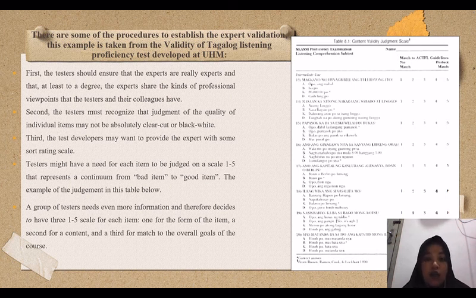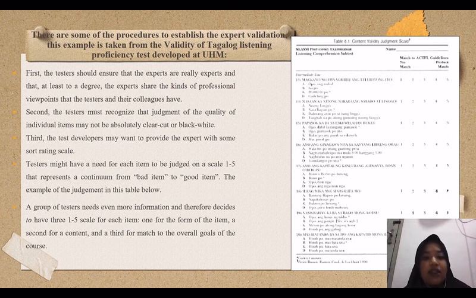It means that you need to choose experts that are really expert, and you need to know about the experts. The second, the testers must recognize that the judgment of the quality of individual items may not be absolutely clear-cut or black and white. It means that the tester needs to know first the objective of the test.